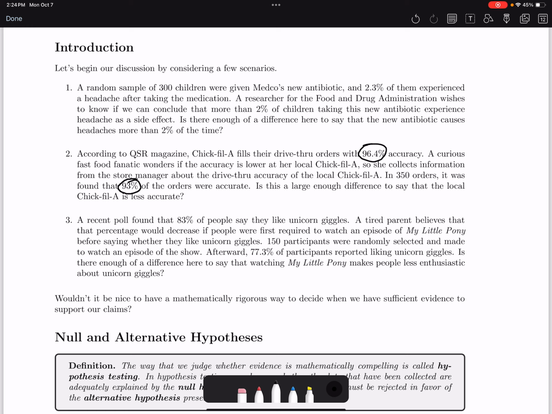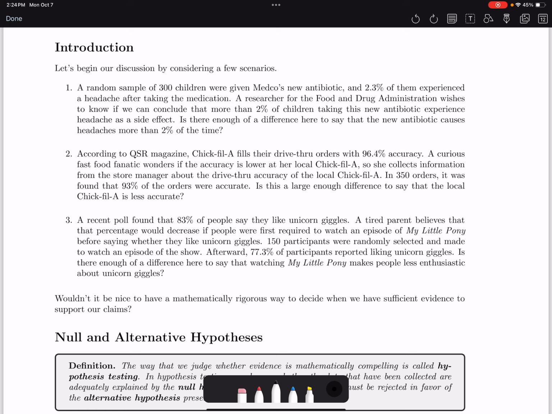This time there's more of a difference than there was in the first example, right? But still, it's only like a 3.4% difference. Is that a big enough difference? Maybe not. It could just be due to random chance. So how do we know, right? Maybe on this particular day where there were 350 orders, they just had an off day or something. So it's hard to say.